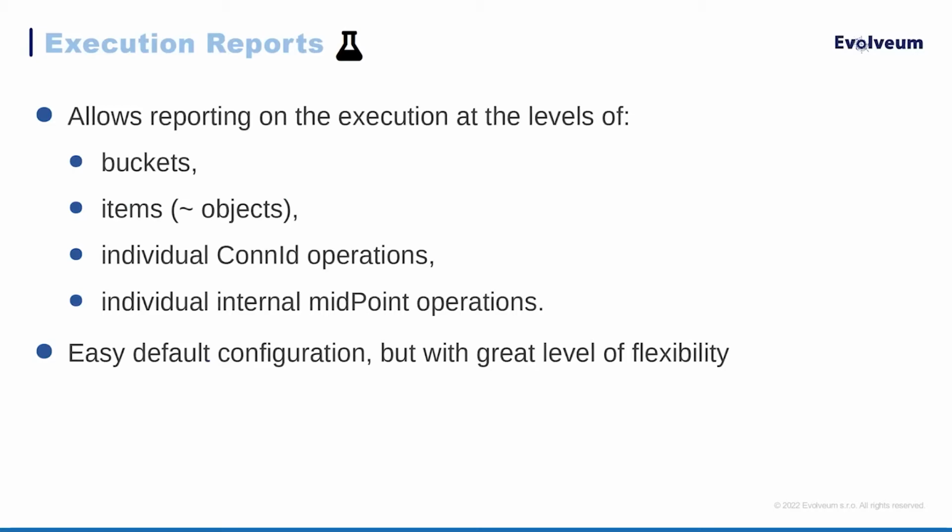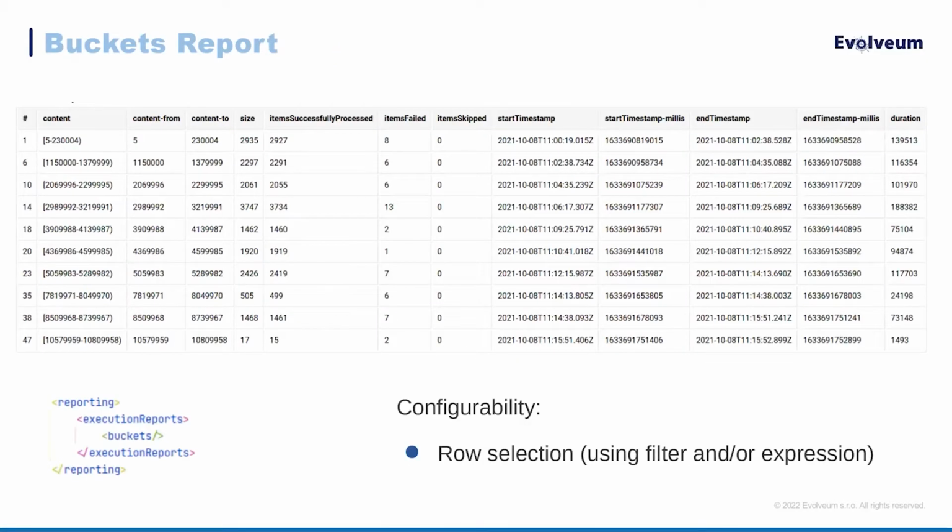There's an experimental feature that might be useful for troubleshooting performance or other issues related to task execution. MidPoint now allows reporting on the execution of tasks at various levels for buckets, objects, ConnId operations, or even internal MidPoint operations. This feature is rather trivial to configure, but allows a high level of flexibility if needed. Let me just show you very quickly how such reports look like.